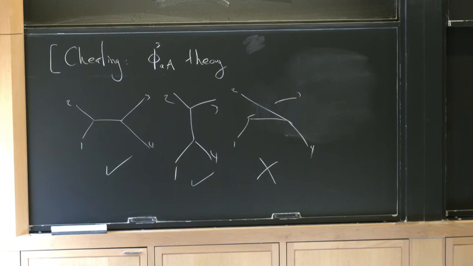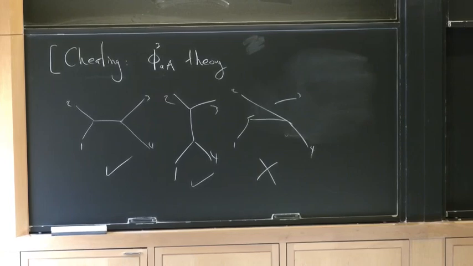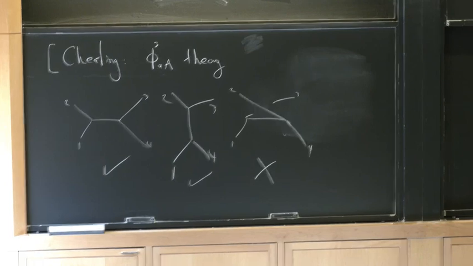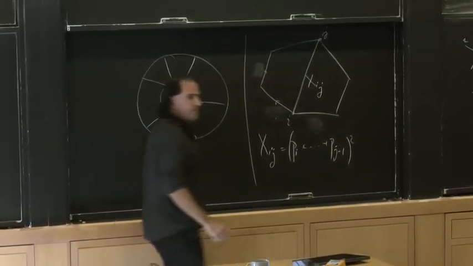So we've been used to this all semester. When we have an ordering, we draw a nice polygon, right? So we take P1, P2, and so on up to Pn. So instead of talking about these Ps, I'm going to talk about, with indices i and j, X_{ij}. X_{ij} is (p_i + ... + p_{j-1}) squared. Okay?